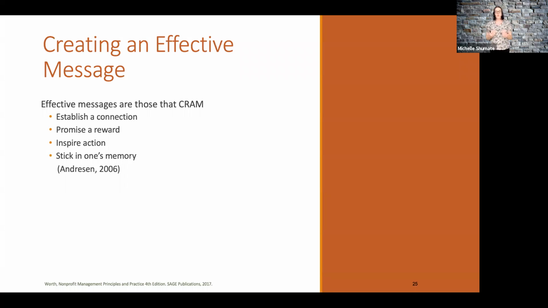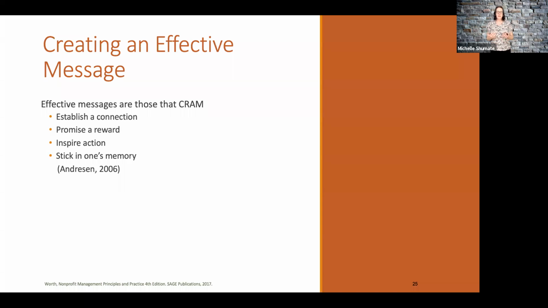One of the things in the Worth textbook that you read for today was a model that helps you to think about what are really compelling messages for most stakeholders. And Worth puts forward the CRAM model. Now, that's not just what you do right before a test. CRAM stands for establish a connection, promise a reward, inspire action, and stick in one's memory. Easier said than done, right?